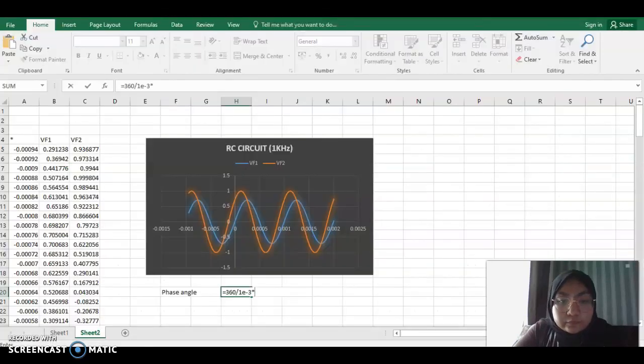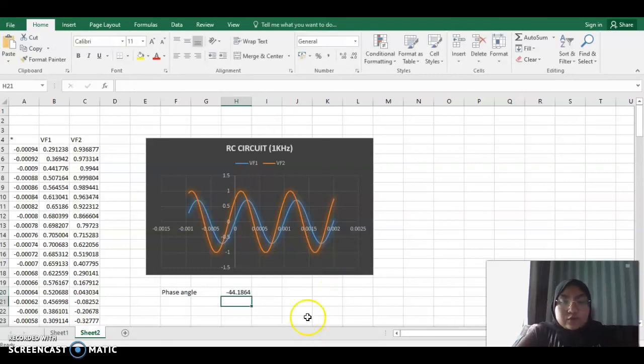Negative 122.74 micro, E negative 6. So yeah, that's the phase angle.